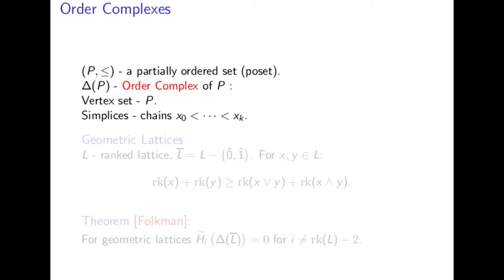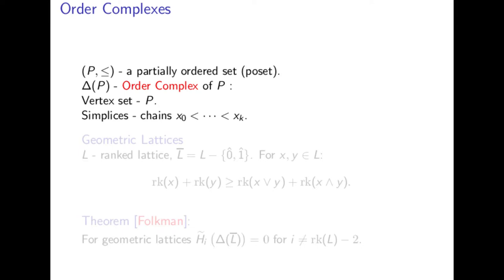And the recipe goes through some notions in topological combinatorics, which I'd just like to recall. Most of you know it, but I'll recall it anyway. Suppose that we have a partially ordered set, a poset. We associate with it the order complex. What is the order complex? A very simple construction. The vertex set is just the elements of the ordered set, and the simplices are the ascending chains, x0 < x1 < ... < xk.